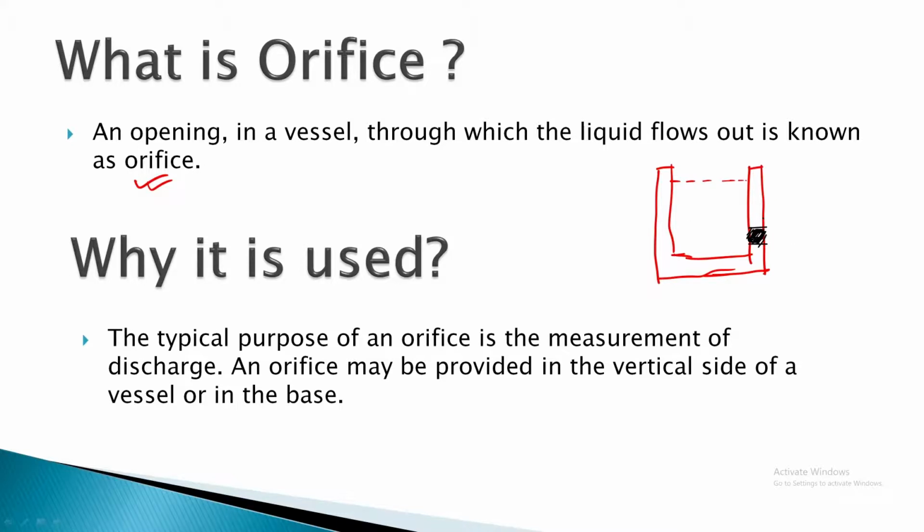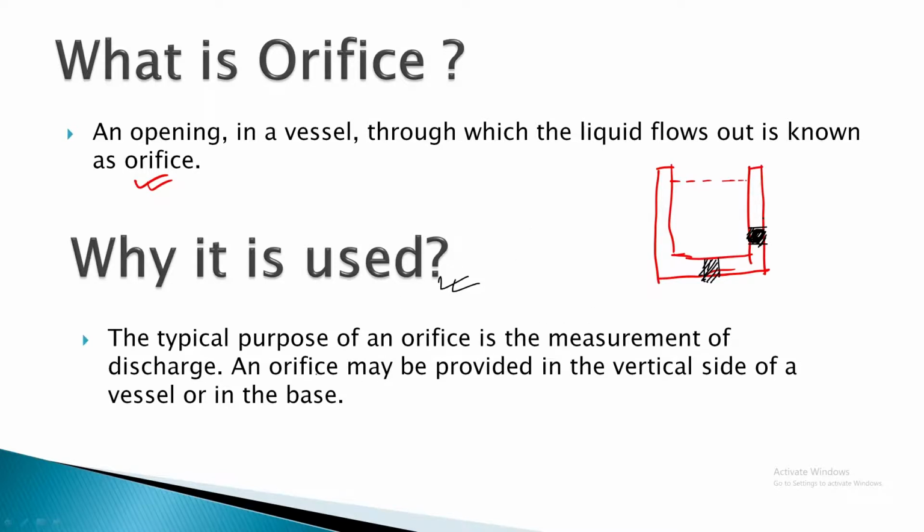Now there are different shapes of these openings, that might be square or triangular or rectangular. It is not mandatory that the opening should be in this particular bottom side corner, but it might be in the lower portion also. So this is the orifice. Now why is it used? As this is a measuring device, we definitely determine the discharge.